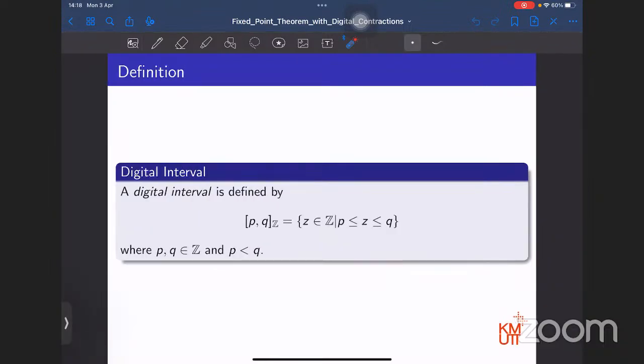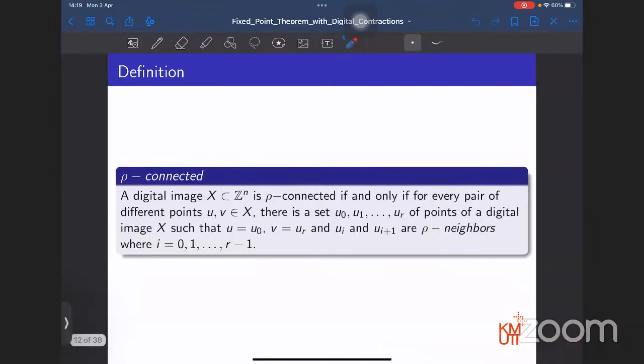A digital interval between P and Q is all integers between P and Q, and it can equal P and Q. The space is low connected if for every pair U, V in X there is a set U0 to UR such that U0 equals U and V equals UR, and Ui and Ui plus 1 are low neighbors, or adjacent in low adjacent, for i equal to 1 to r minus 1. It is like a path, actually.